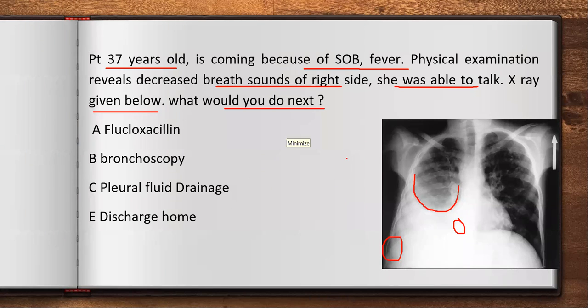Okay, now in this case, any complicated pneumonia is regarded as a severe pneumonia. That means you have to treat it like a severe pneumonia. What is the severe pneumonia management? So you want to do a bronchoscopy, pleural fluid drainage, discharge home, never, flucloxacillin. Now, based on these options, better is to go for fluclox, but still we usually would start this patient with ceftriaxone. Ceftriaxone, azithromycin, and flucloxacillin. These are the main treatment for severe pneumonia.